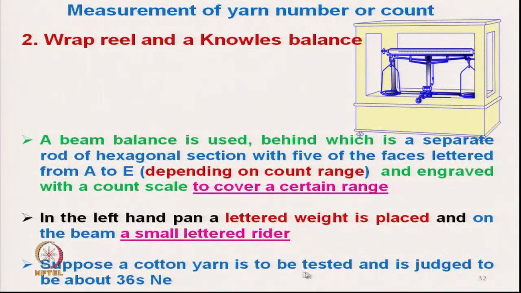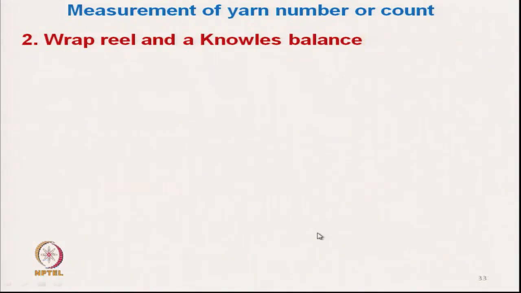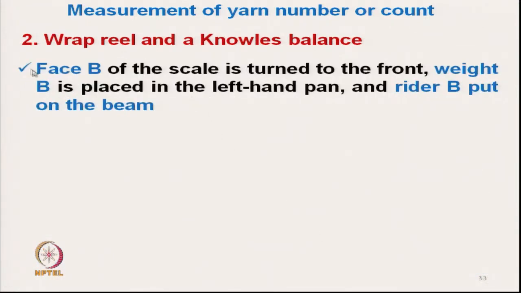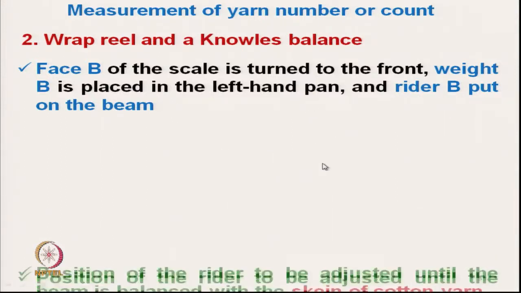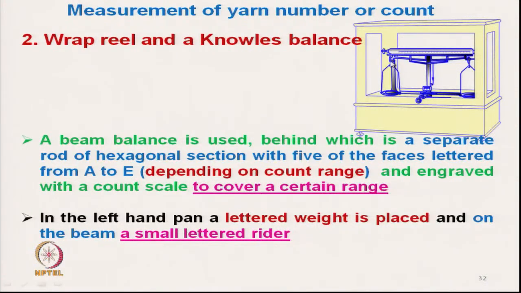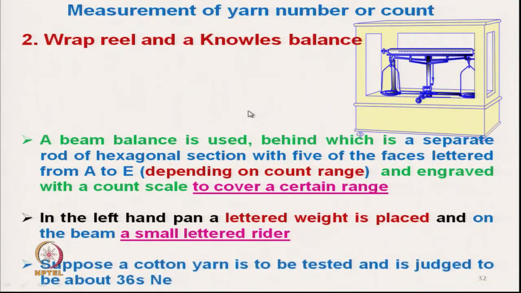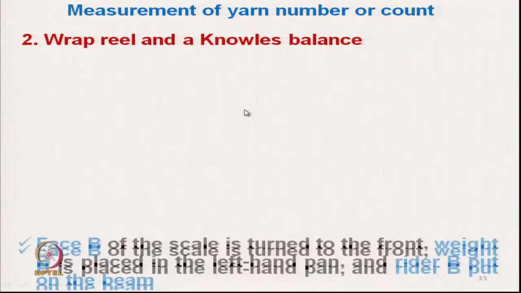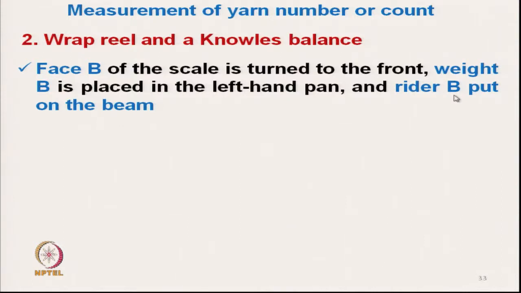Suppose a cotton yarn is to be tested and its expected count is 36. In that case, the 36 count range comes out to be B. Face B of the scale is turned to the front, weight B is placed on the left hand pan and the rider B is put on the beam. So, on the beam we have to put the rider. The rider has to be shifted, just to balance.